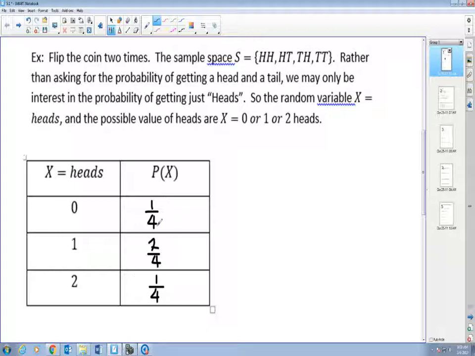So I can write them in fraction form, or I can write them in decimal form. So that will be 0.25 for getting no head. 2 over 4 is the same as 1/2, which is 0.5. And 1/4 is 0.25 again. So if I sum up my probabilities, all these decimal answers become a probability.